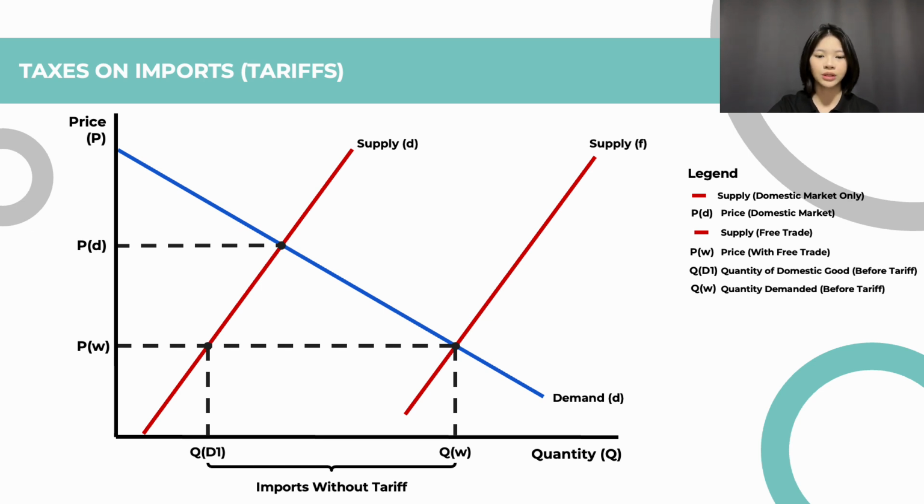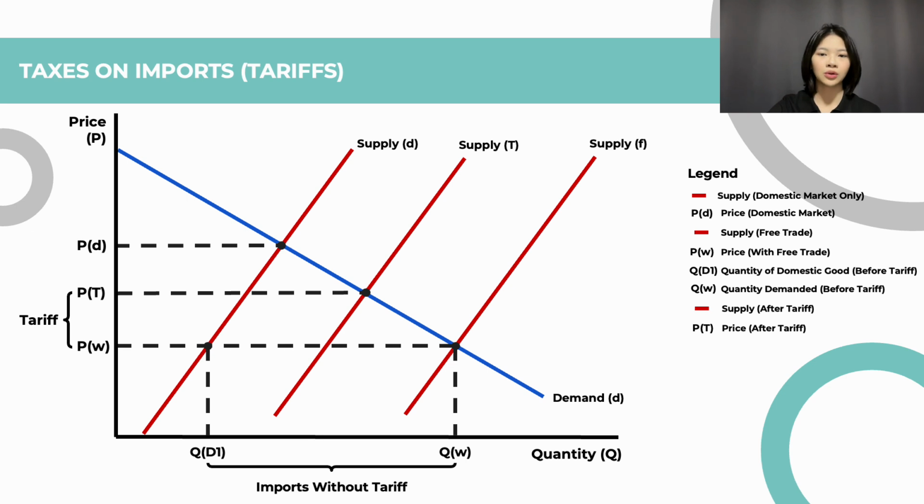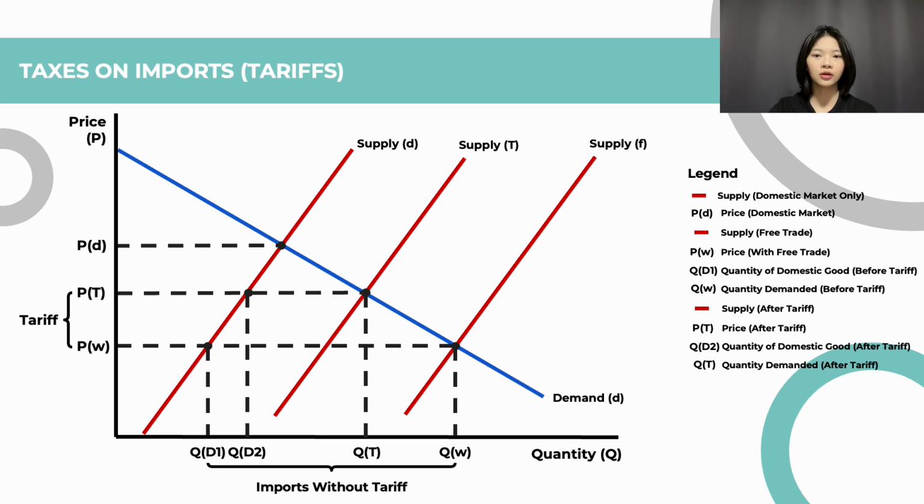Now, suppose the government imposes a tariff on, let's say, imported beef. To protect local farmers, the cost of imported beef rises to PT due to the added tariff, leading to a decrease in the quantity of beef supplied by foreign producers. The increased cost of beef leads to a decrease in quantity demanded to QT. The reduction in foreign beef availability opens up opportunities for domestic producers to fill the gap. Hence, domestic producers will increase their supply to QD2 to meet the overall demand. The number of imports after the introduction of the tariff becomes QT minus QD2.